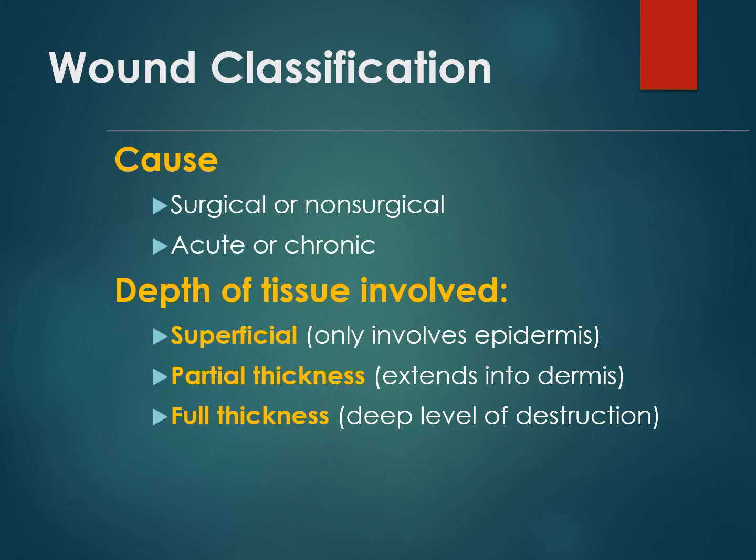Another big piece of wound classification that you should look at is the causes and the depth of tissue involved. I think this is very important to look at: surgical versus non-surgical, acute versus chronic, and then looking at superficial, partial thickness, and full thickness. What are the differences? What do they look like? Especially knowing their depth of tissue, where they go into.